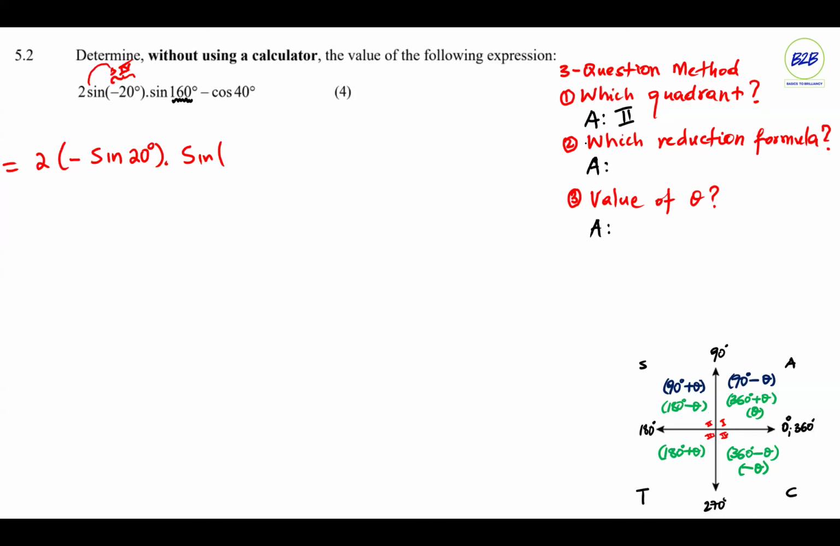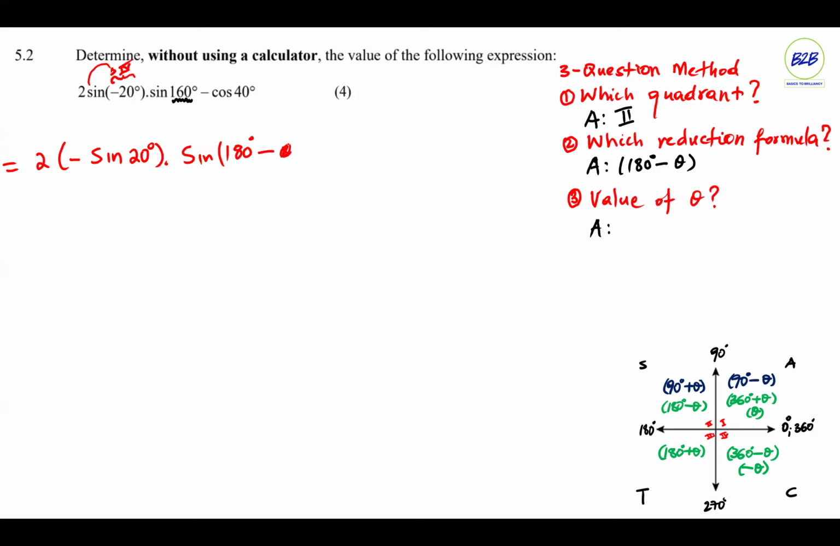And then we ask ourselves the second question. In the second quadrant, which reduction formula do we have? We have 90 plus theta, and also we have 180 degrees minus theta. Either option, you will eventually arrive at the same answer. But 180 degrees minus theta is preferable in this case as the quickest to get to the answer. So when we are at step 2, we substitute within sine by 180 degrees minus.